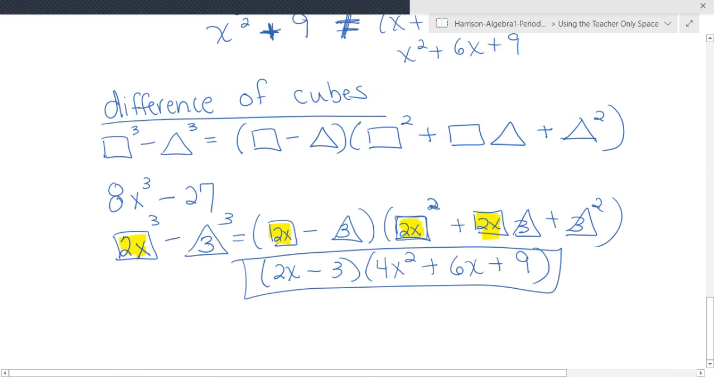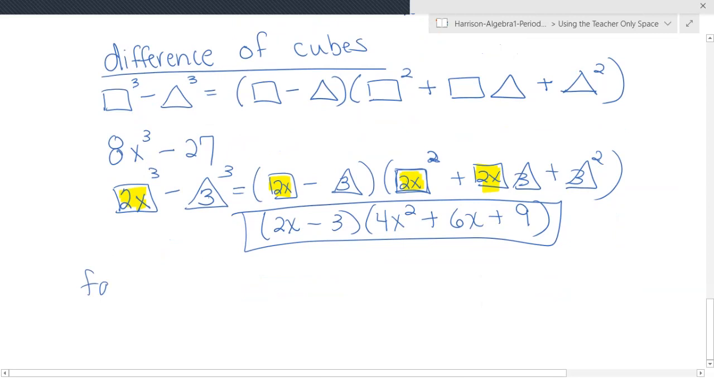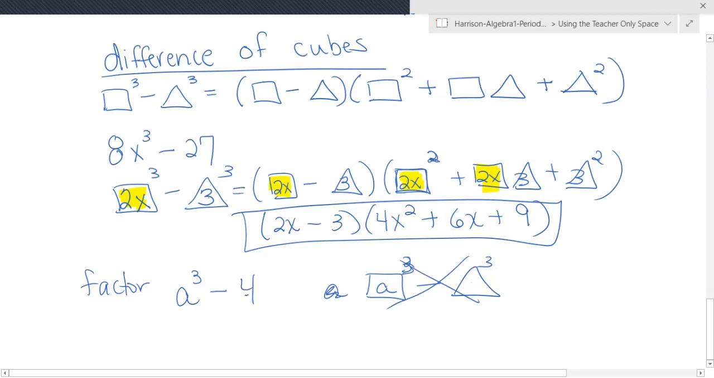So you need to recognize if you're asked to factor something, that it matches this model or this format, so we know to try it. In other words, suppose I asked you to factor a cubed minus 4. Well, you can't just start plugging that into our formula, because you would need to recognize that it cannot be written in this format. In other words, the a cubed, that works, but there's no number cubed that gives you 4. So we would not be able to do this. In fact, that one would be prime.